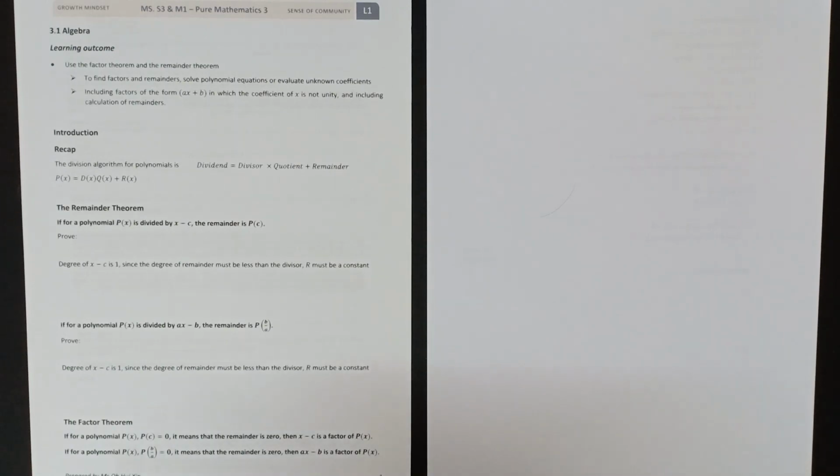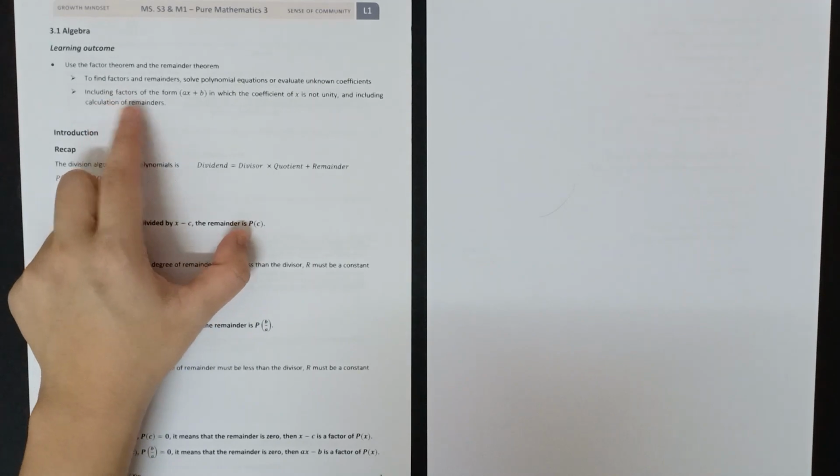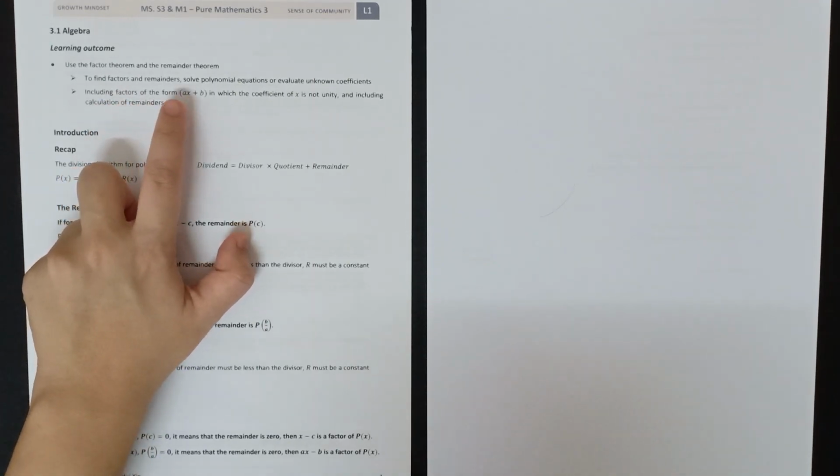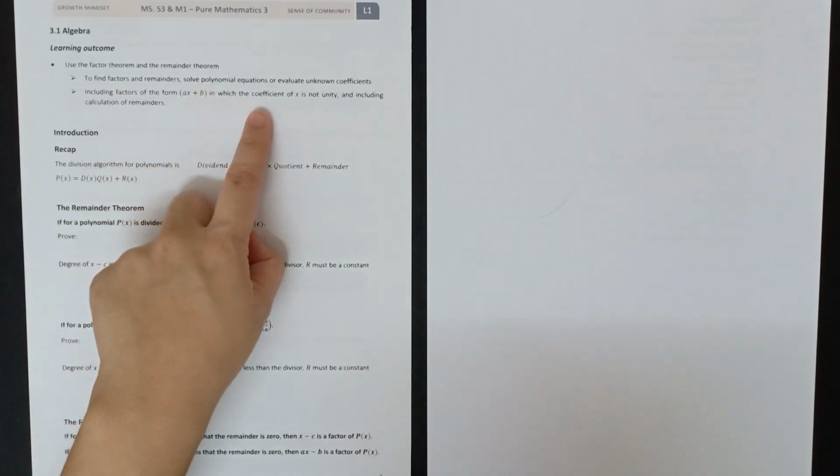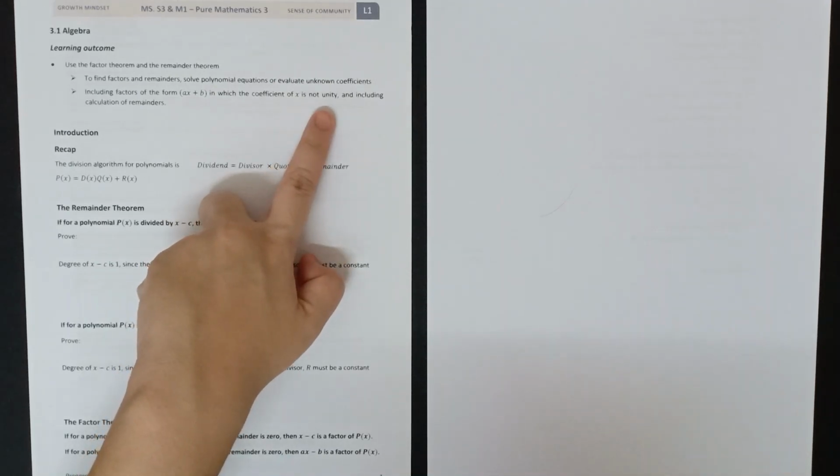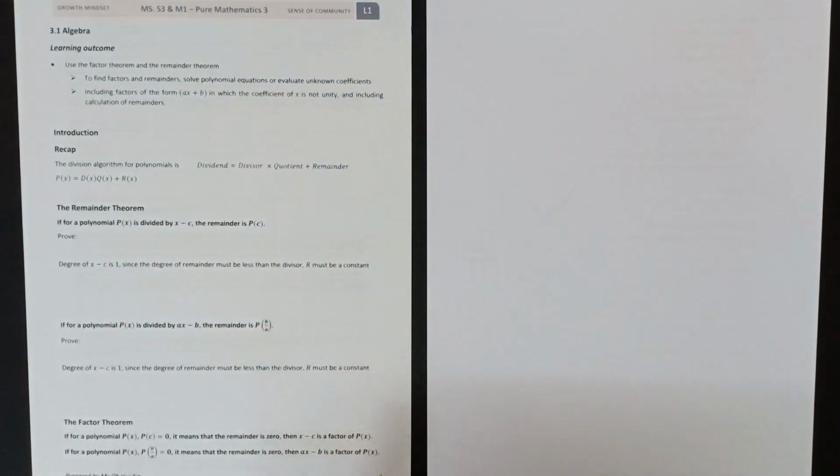Today's learning outcome will be only one thing, which is you need to learn how to use the factor theorem and remainder theorem. I know that you learned this in your IGCSE and Math syllabus as well, but it will be different and much more advanced, because when you look at your learning outcome, they stated that it includes the factors of the form ax plus b in which the coefficient of x is not unity. Unity basically means 1.